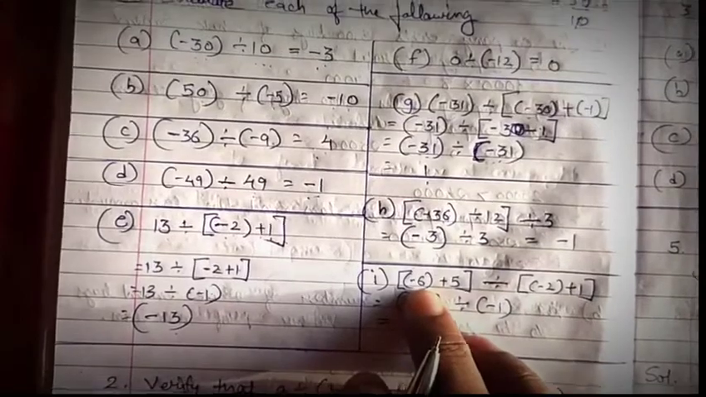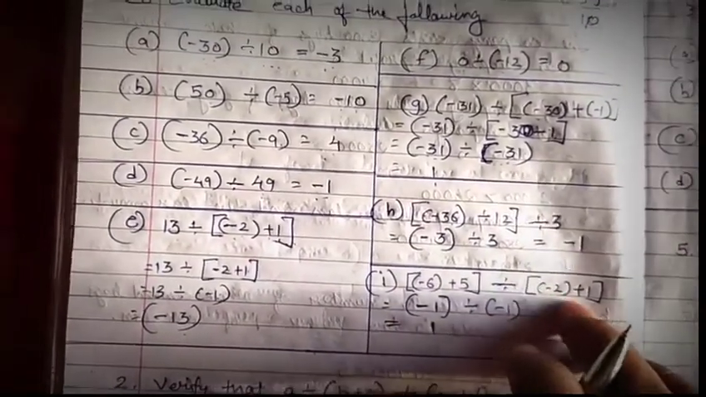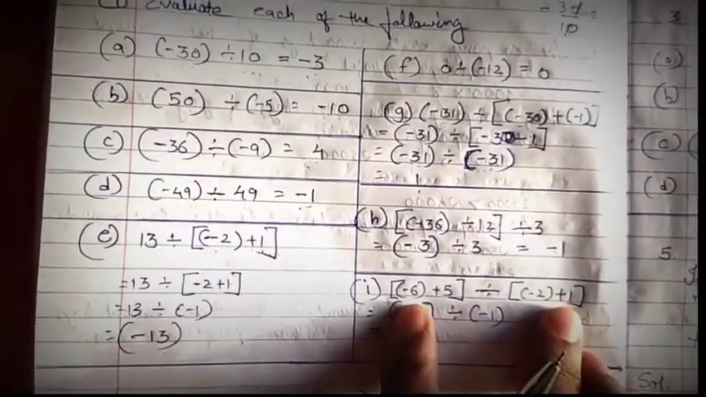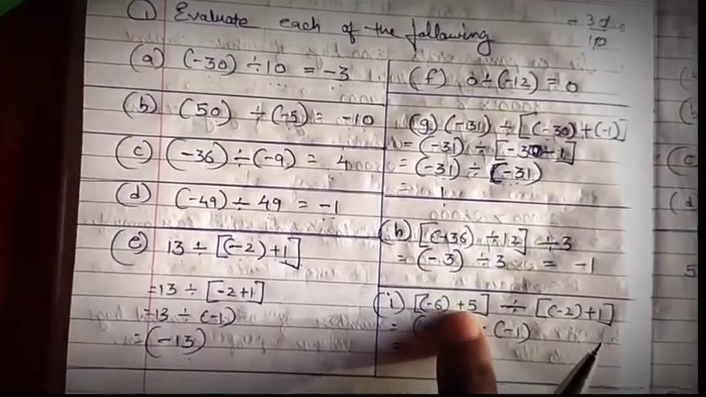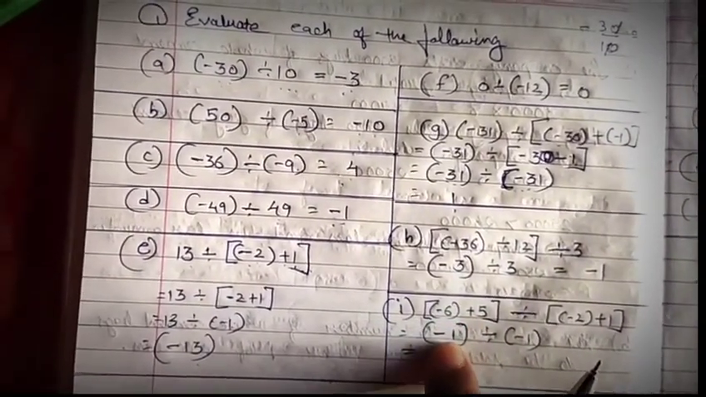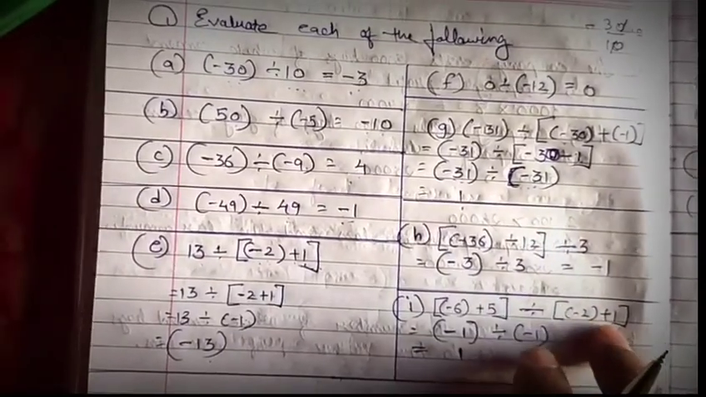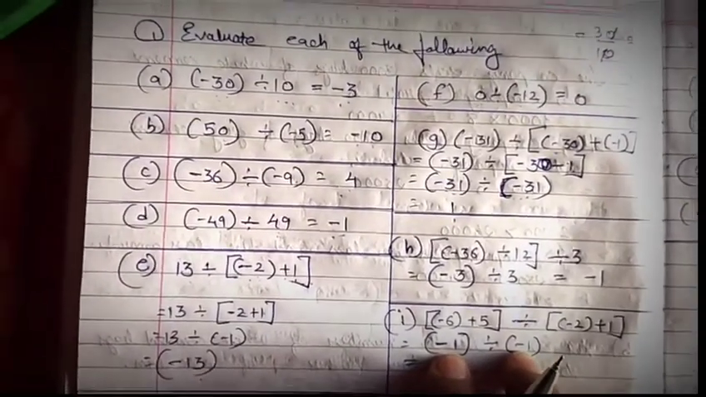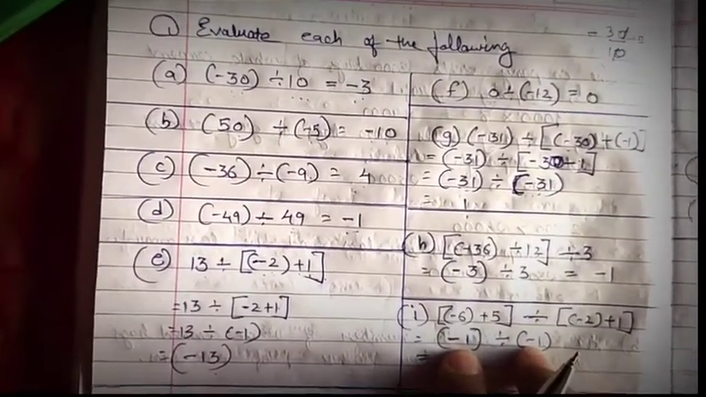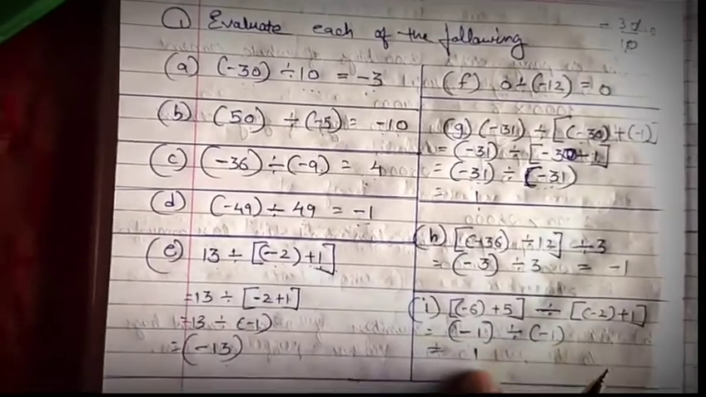Now here minus 6 plus 5 divided by minus 2 plus 1. Two brackets are there. Both the brackets you have to resolve. So minus plus minus only. So 6 minus 5, 1 only, but your value will be in negative. Here 2 minus 1, 1 only, but your value will be negative. So minus 1 divided by minus 1, again both negative, so your value will be positive, and 1 divided by 1 is 1 only.